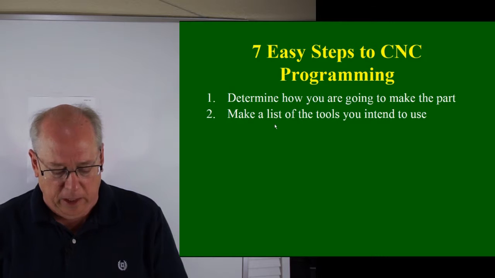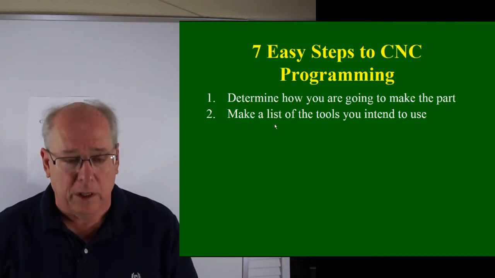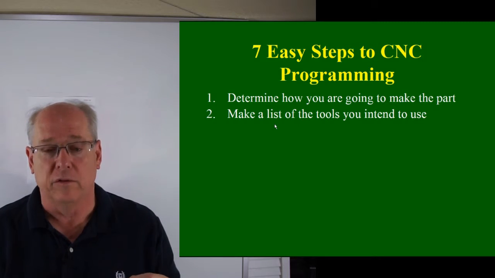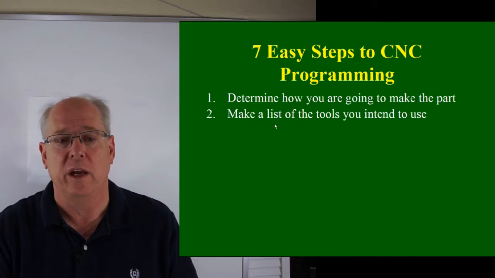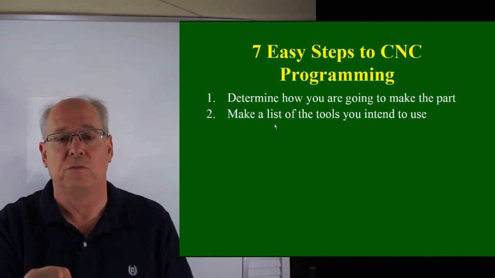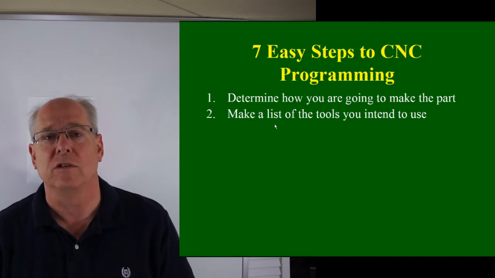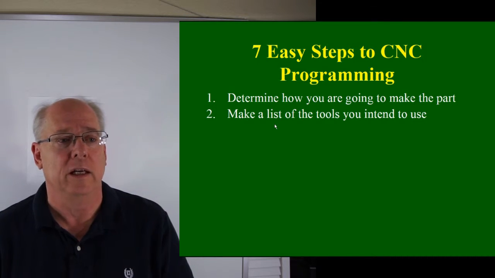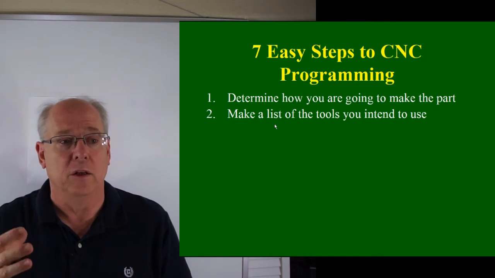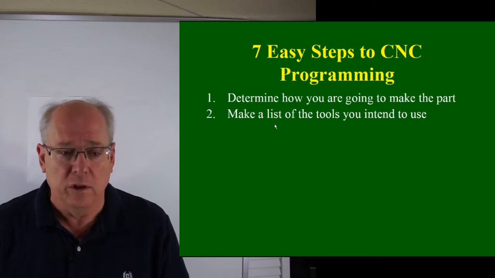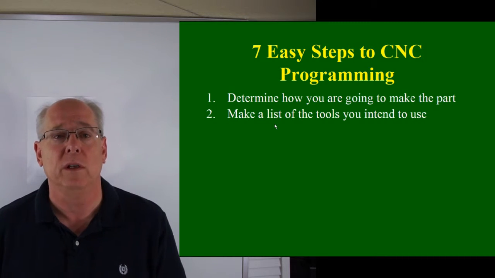The second step is you need to make up a list of the tools you tend to use, because the tooling you use is going to make a difference in how you program the part. If you have space limitations, you might be using a small tool to go in a large area. Well, that means you're going to have to make more passes. Or on the other side, you might have a really large tool and an open space where you can use it, so then you can take a few less passes. But all that needs to be determined before you begin to make the part.